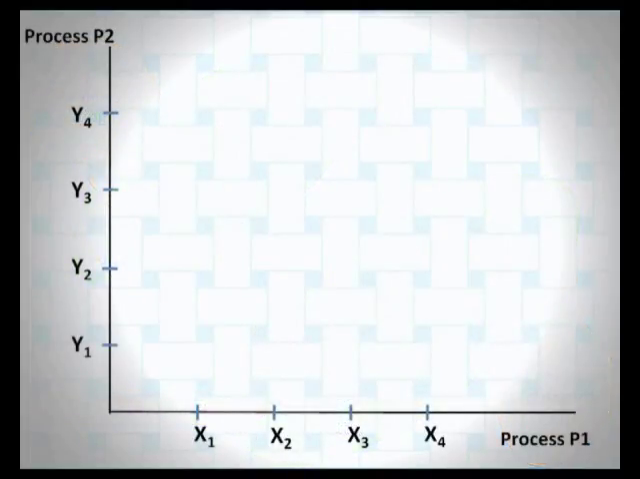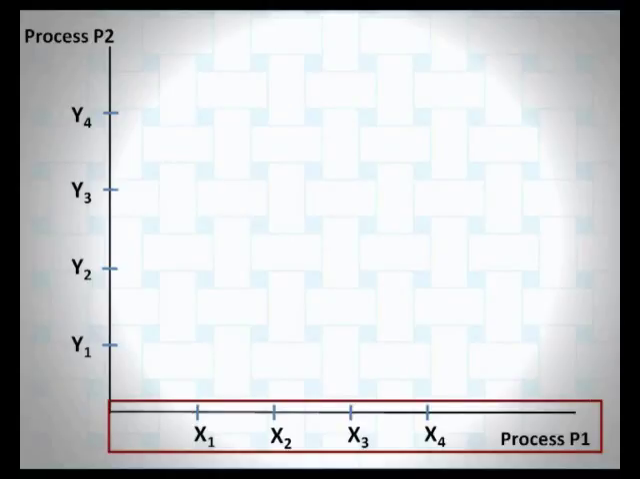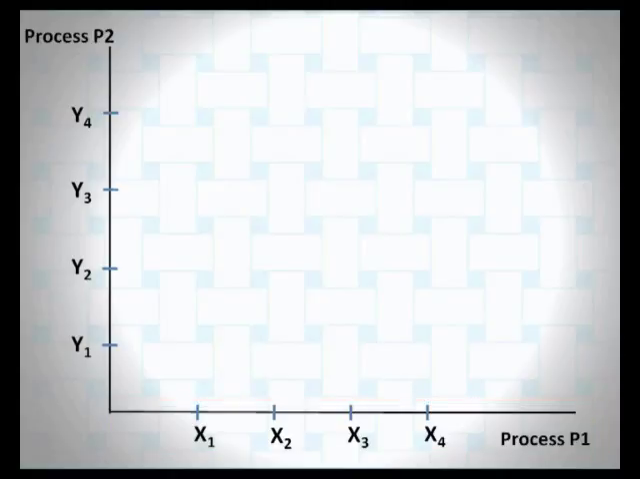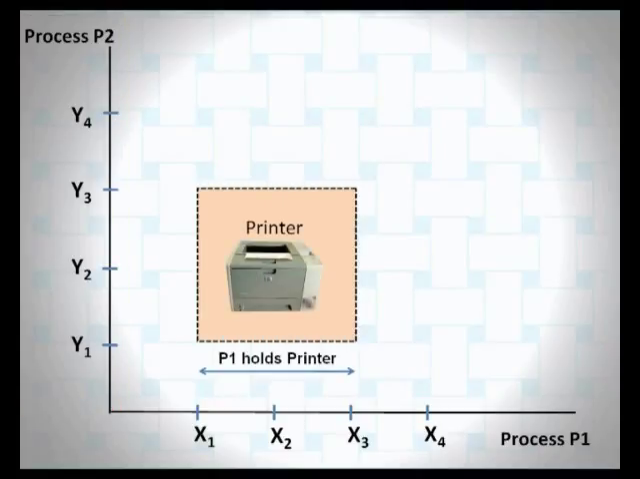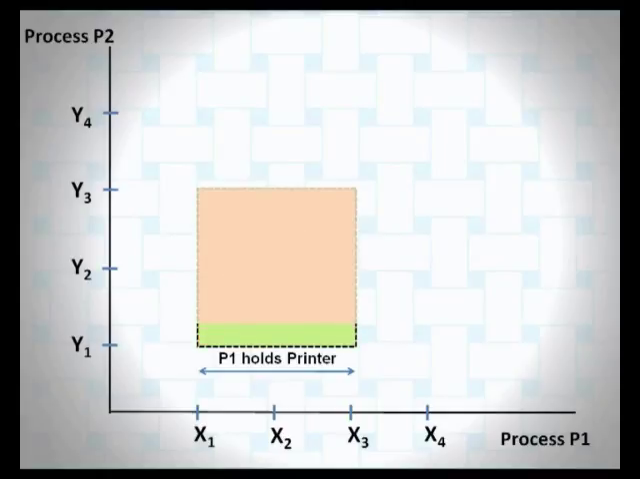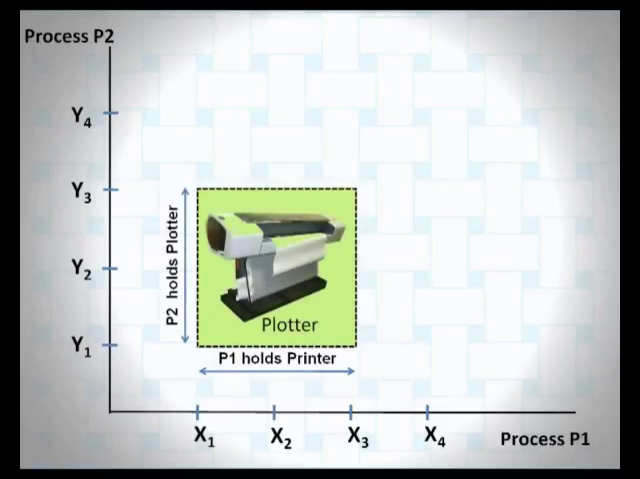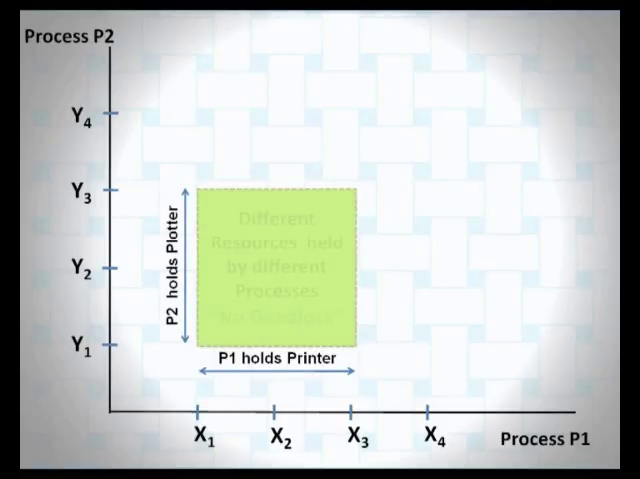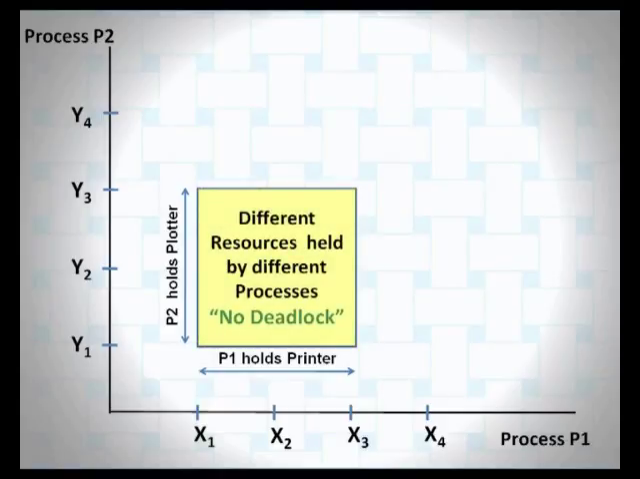Let us graphically represent this deadlock situation. Let us consider the progress of process P1 along the x-axis and the progress of P2 along the y-axis. Process P1 holds the printer, say from time x1 to x3, and process P2 holds the plotter, say from time y1 to y3. In this situation, the two processes are holding two different resources and hence there is no conflict. In other words, there is no deadlock.